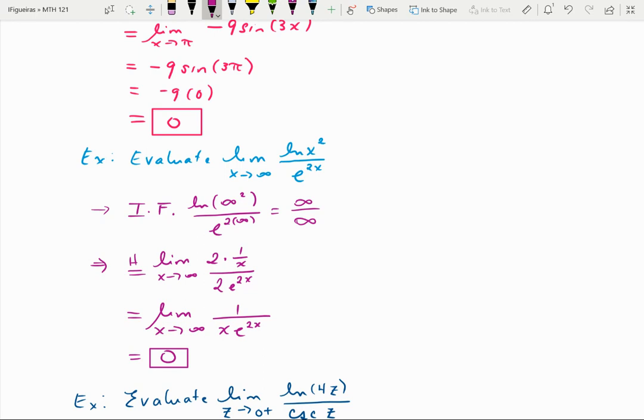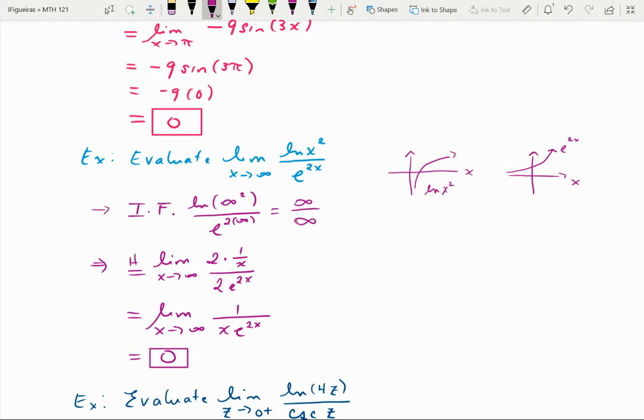Remember, the natural log function just keeps increasing. I'm going to draw it over here. As x gets larger, ln of x gets larger as well. So does ln of x squared. It just grows a little faster. And e to the 2x would look like this. As x gets larger, e to the 2x grows much faster than ln of x.